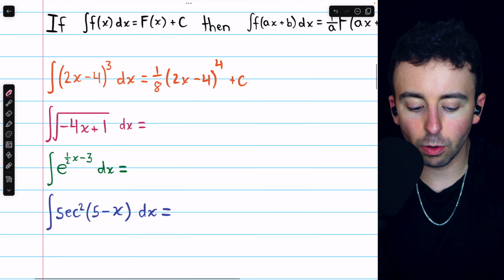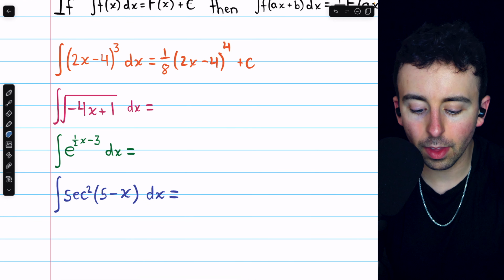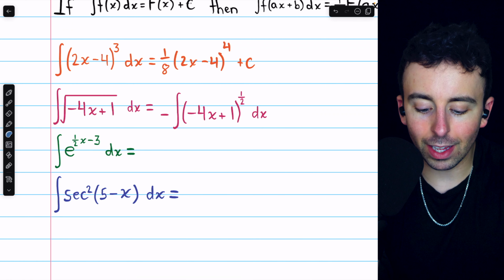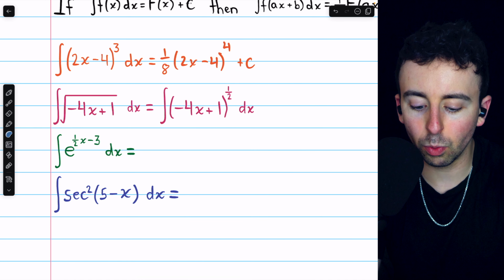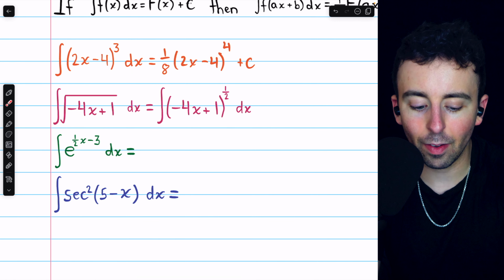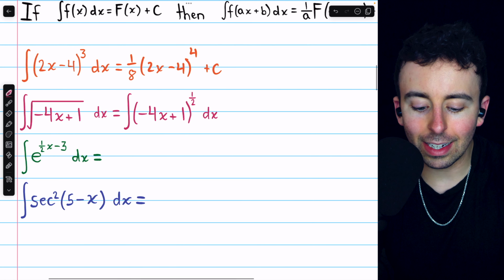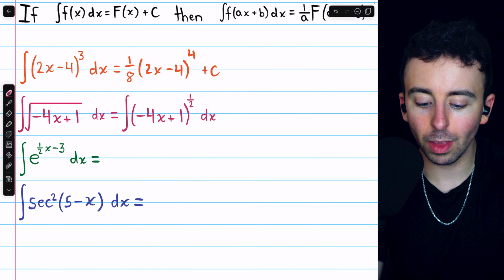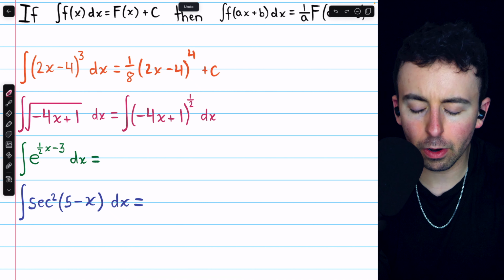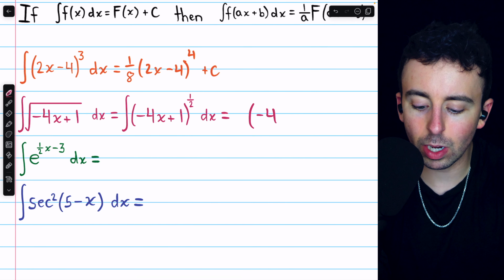Next, we have the integral of the square root of negative 4x plus 1. To begin, let's just rewrite this as the integral of negative 4x plus 1 to the power of 1/2. Square root is the same as a power of 1/2, and now we'll be able to integrate this, just like the first example, using the reverse power rule. We're going to increase the power by 1. 1/2 plus 1 is 3/2.